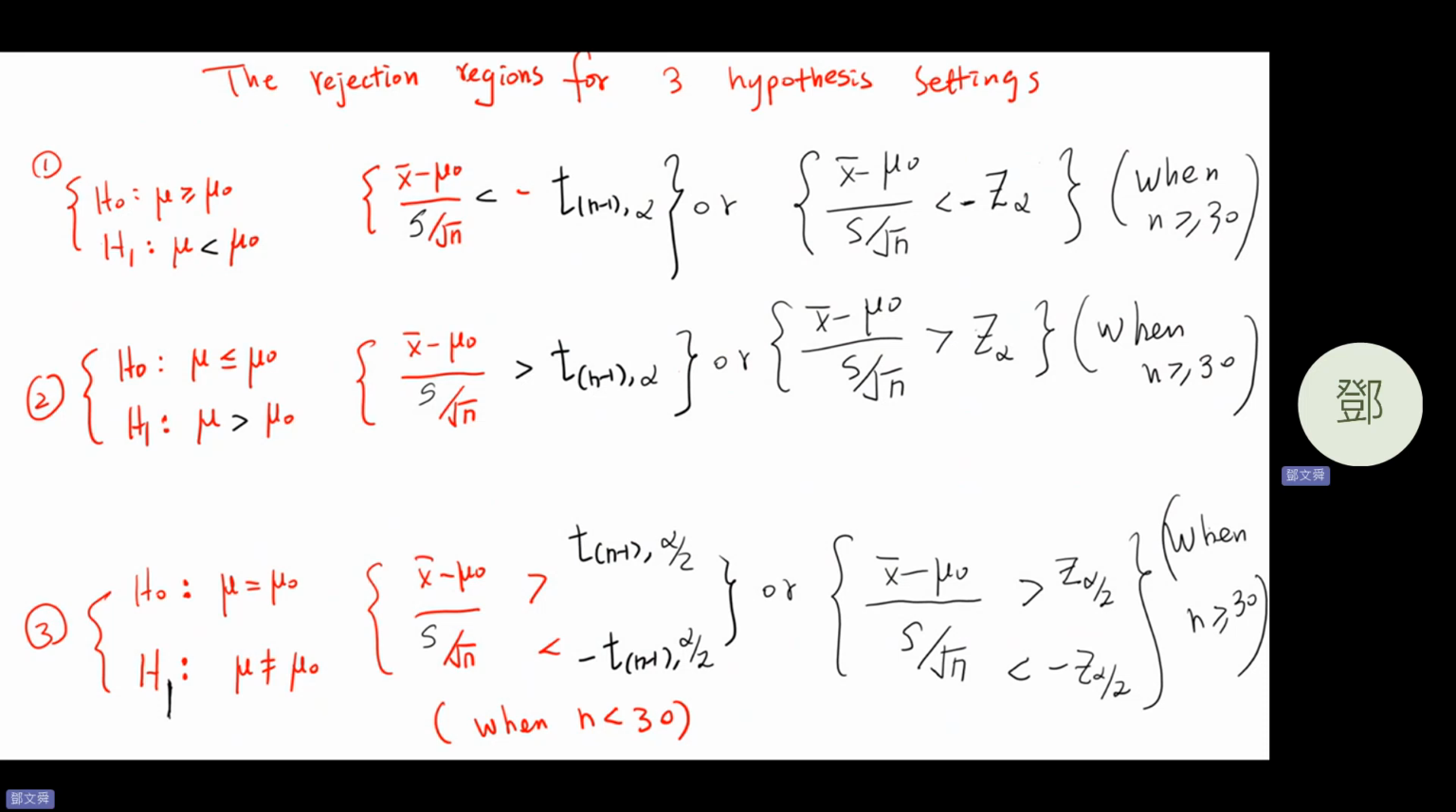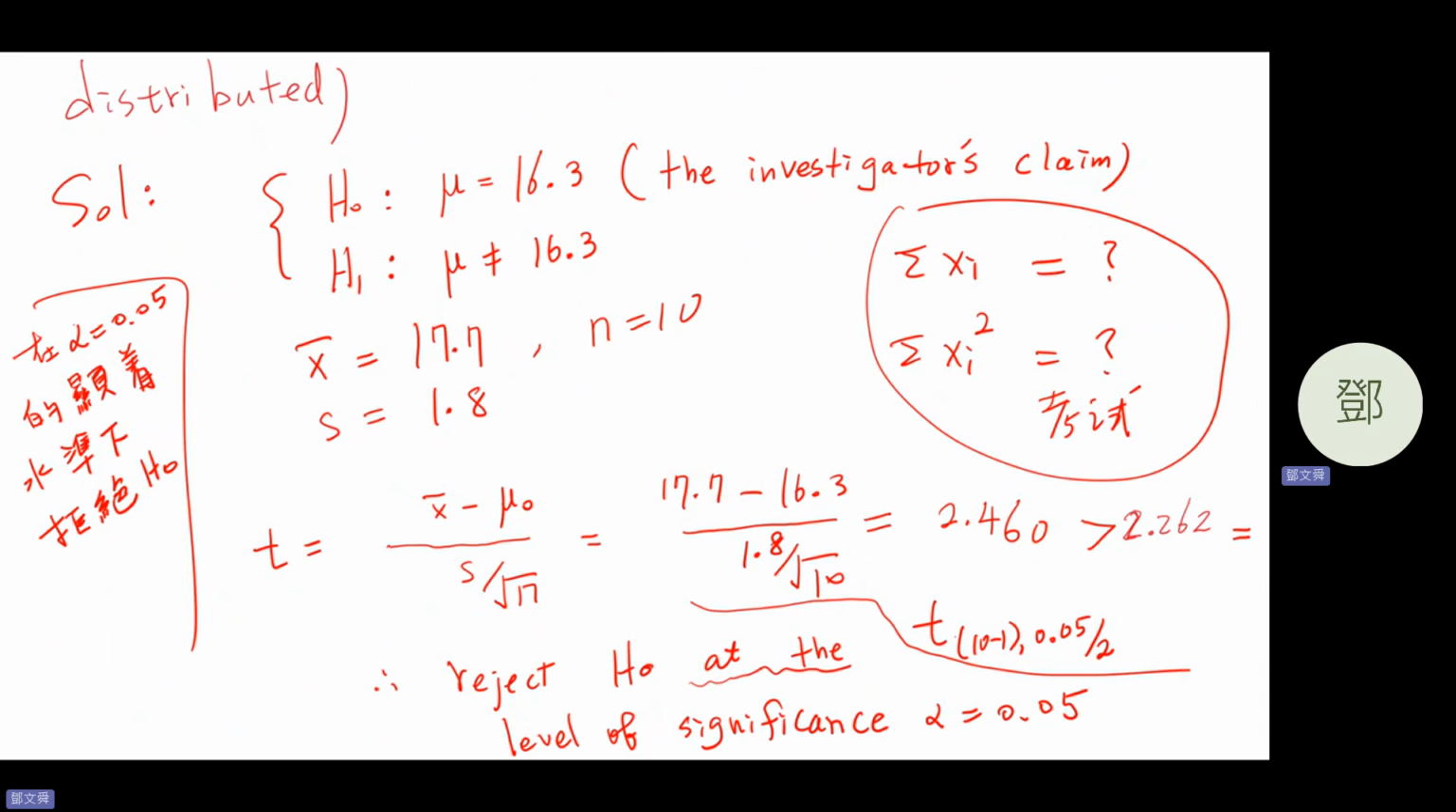And note that because it is a two-tailed test, the level of significance should be divided by 2. You can only use 1/2 of it. So what is your decision? Our decision is to reject H0 at the level of significance alpha equal 0.05.